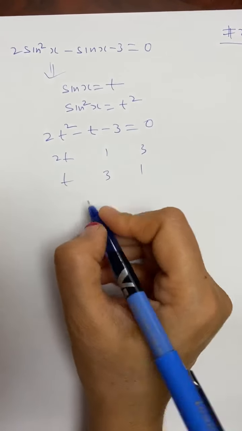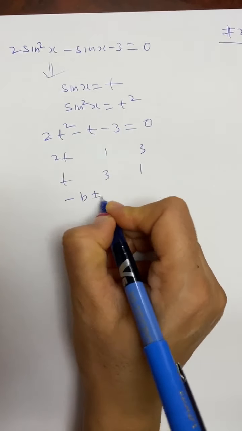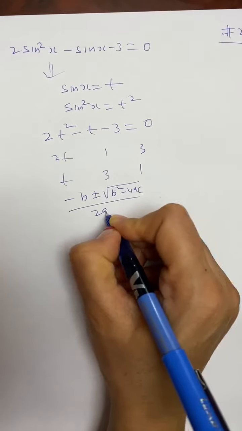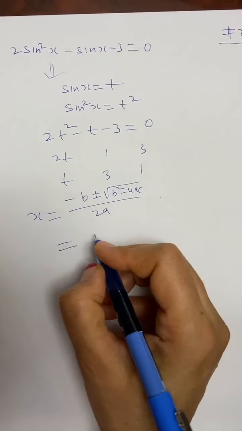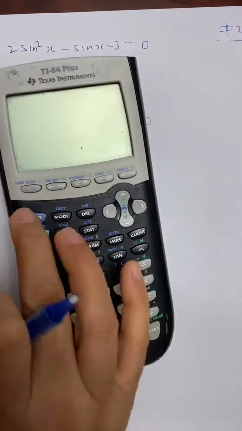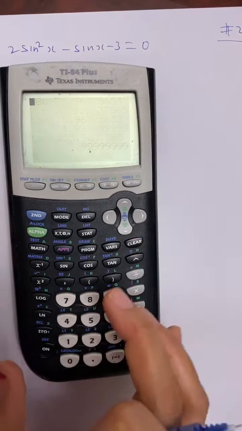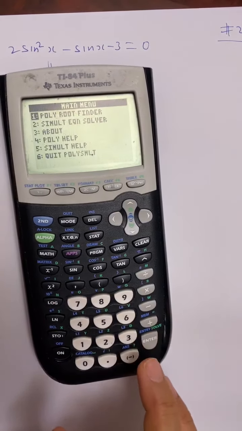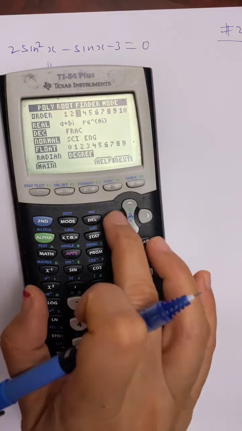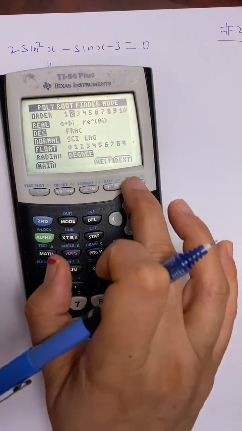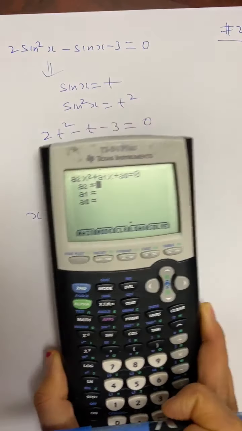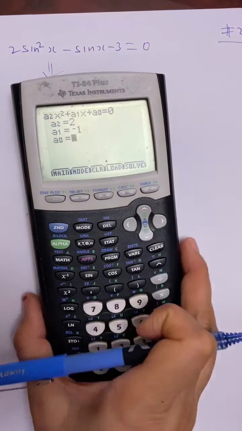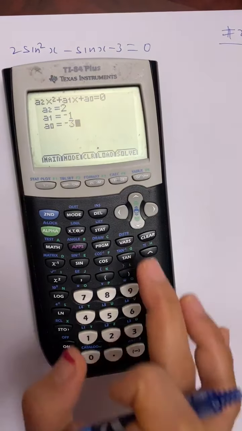Okay, if you cannot factorize, then you can use the discriminant rule, negative b plus minus square root of b square minus 4ac divided by 2a. Or actually, I can also use the calculator. Let me use the calculator for this one. It will be good practice. So you go to app and PlySmlt2. We need to do polyroot finder. We are dealing with 2 degrees. So next, and now the coefficient of that is 2. And then it is -1, and then you have -3, and then solve.